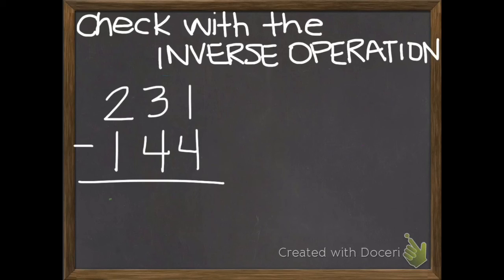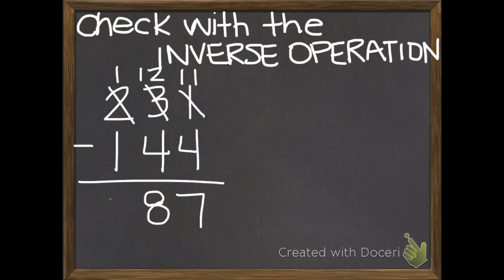Next, we're going to check with the inverse operation. Inverse means opposite. First, I'm going to do that using the standard algorithm. Looking at the ones, I have 1 minus 4. I cannot do that. So I'm going over to the tens, and I'm going to borrow a 10 and move it over. 10 plus 1 is 11. 11 minus 4 is 7. Now I go to my tens. 2 minus 4 I can't do. So I go to the hundreds and borrow one of those and trade it in for 10 tens. Now I have 12 tens. 12 minus 4 is 8. And 1 minus 1 is 0. So I don't have to put anything here.